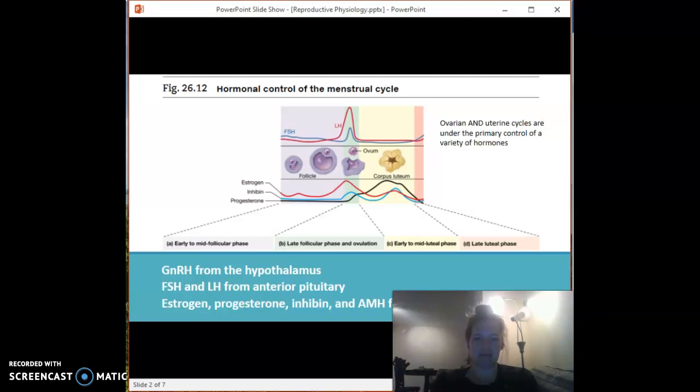In this diagram above, we'll go back to this later, but this summarizes a little bit of the cyclical nature of these hormones. So you can see FSH and LH at the top, and then estrogen, inhibin, and progesterone across the bottom, as well as the development of the ovary itself. And then you can see we're going to take a closer look at 4 little divisions within this cycle, and we'll go into that in the next few slides as well.